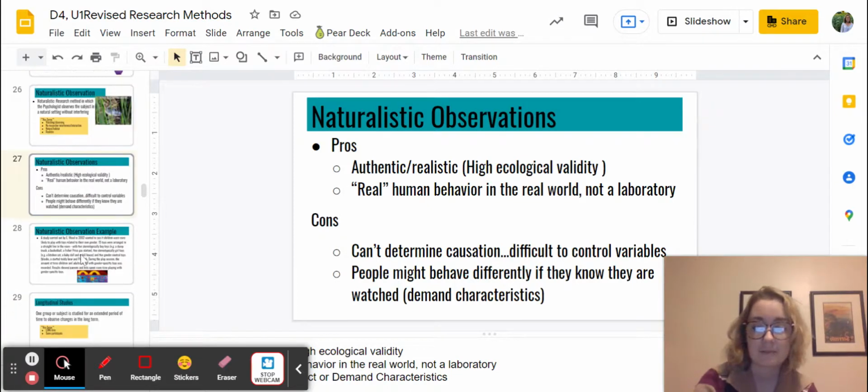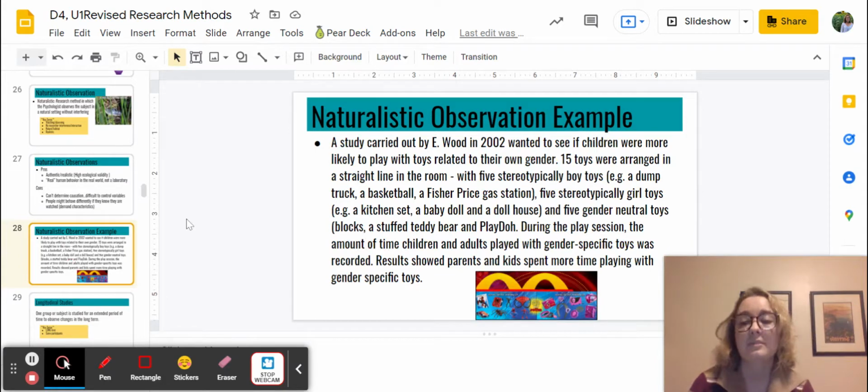So here's an example of a naturalistic study. A psychologist by the name of Wood wanted to see if children were more likely to play with toys related to their own gender.